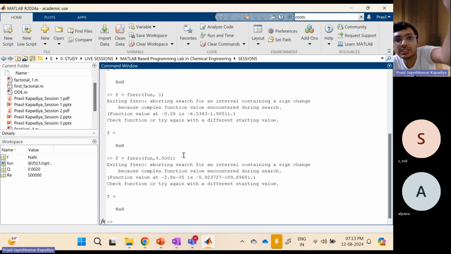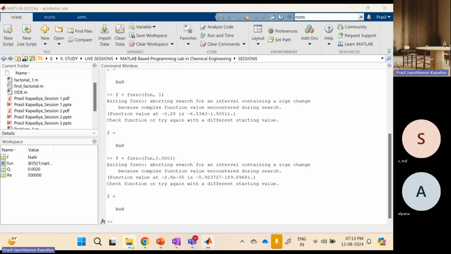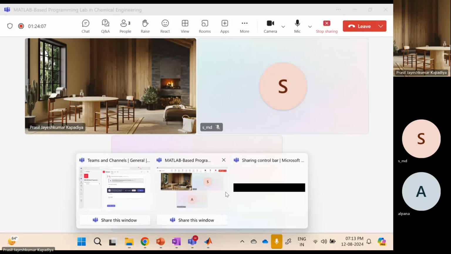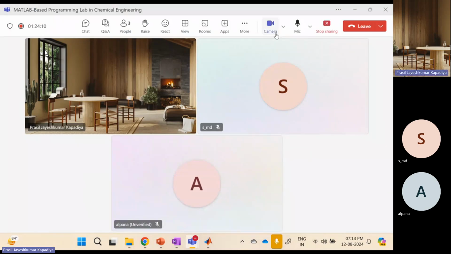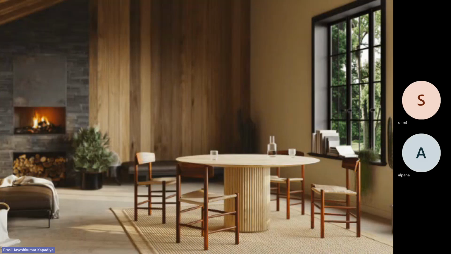Okay, we are not getting it. Just a minute, let me check. I will just stop sharing my screen for a minute. Let me check the problem statement once again. It is here.